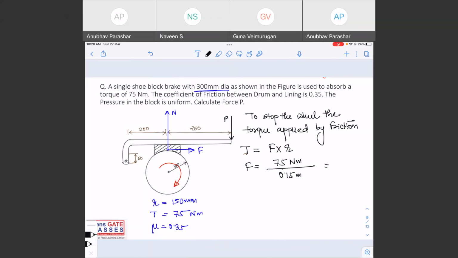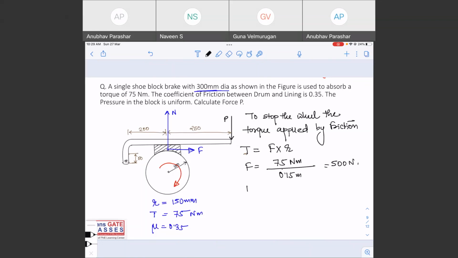Let us calculate. Equation will verify, Naveen. Very nice. Okay, I think your equation seems to be right. Equation is right, in fact. So we are doing the other calculations. 75 divided by 0.15 is equal to 500 Newton. So what is the frictional force? Frictional force is 500 Newton.